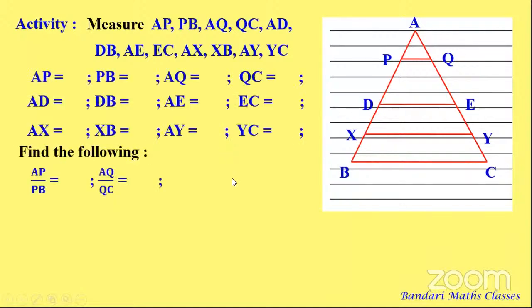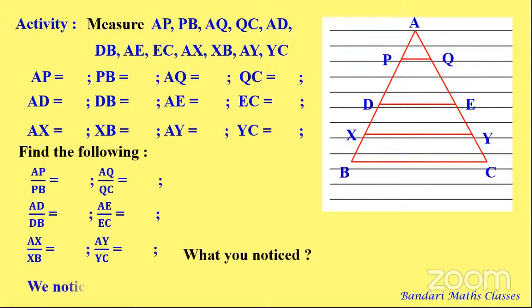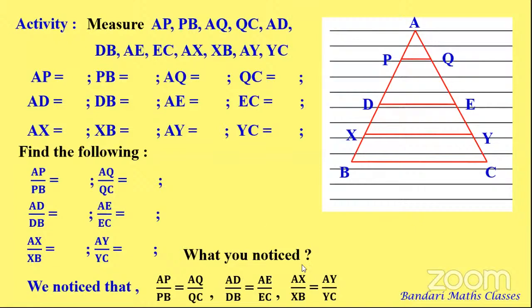Find the lengths AP by AB, AP by PB, AQ by QC, AD by DB, AE by EC, and the next one is AX by XB, AY by YC. All values will come equal. These are the ratios. AP by PB is equal to AQ by QC will come. AD by DB is equal to AE by EC will come. Then AX by XB is equal to AY by YC will come. These 3 lines are here, PQ, DE, and XY. I measured them. Once again, I am asking every child to complete that today, including Venkatapur children.